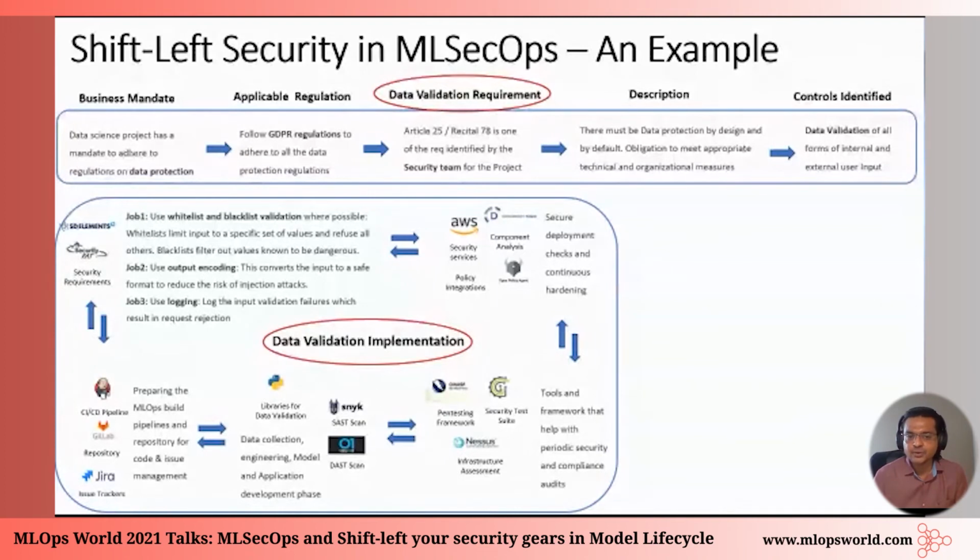Data validation control can be achieved using a bunch of security techniques like whitelisting, blacklisting, output encoding, and even doing a bit of logging. It's exactly what you get to see in the top left corner of this particular picture that you see over here.